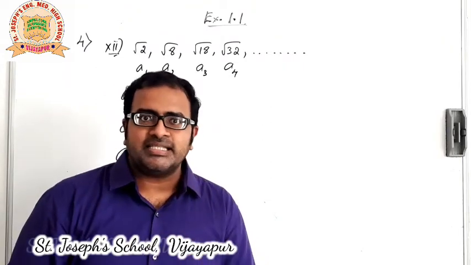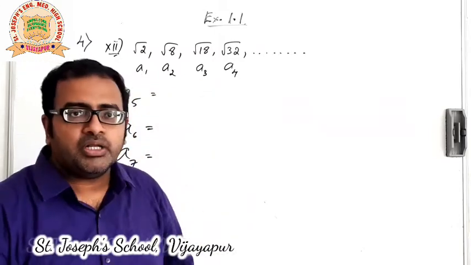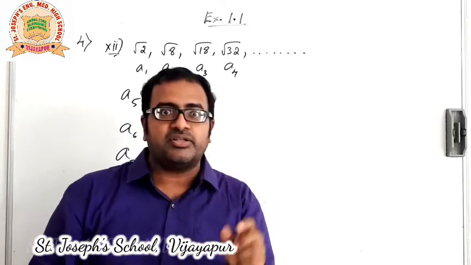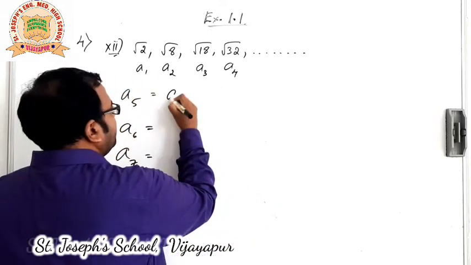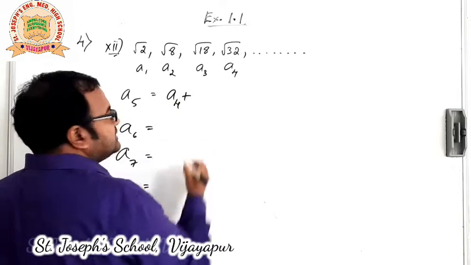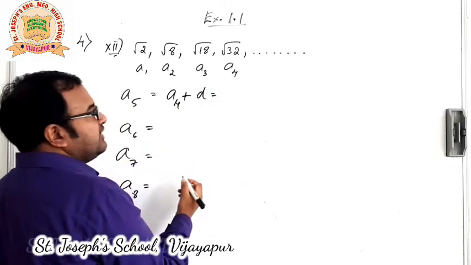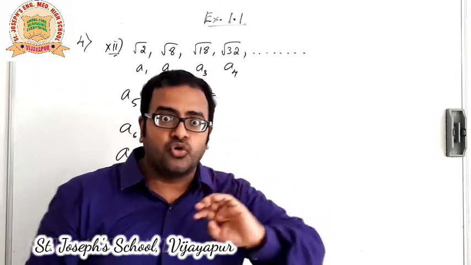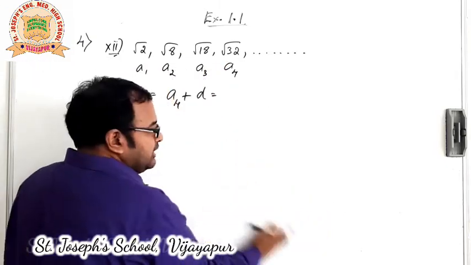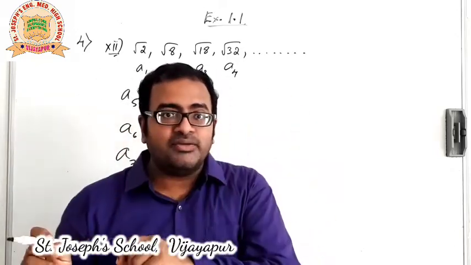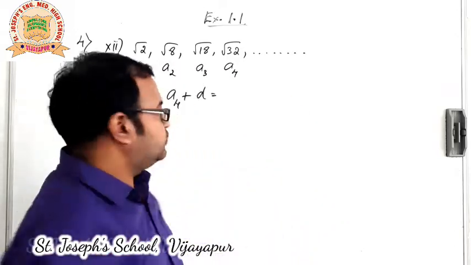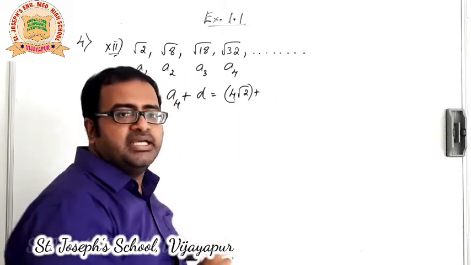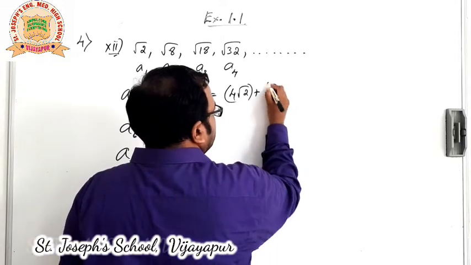The next term is A5. Since we already have A4, we want A5 as the next term. How will you get A5? According to the definition, add the common difference to the previous term. So, previous term is A4 plus common difference. What is A4? That is root 32, but you know after simplification it is nothing but 4 root 2. The simplified form, remember? If you don't remember, kindly go back in the video and please check. It is 4 root 2. So, I will write it as 4 root 2 plus D. What is D? D is root 2.